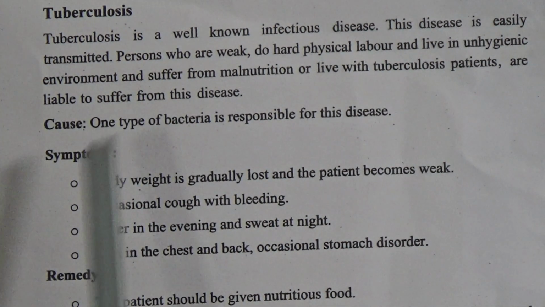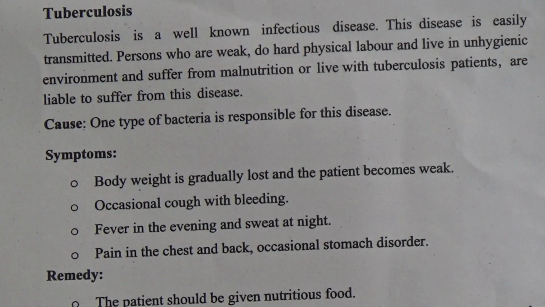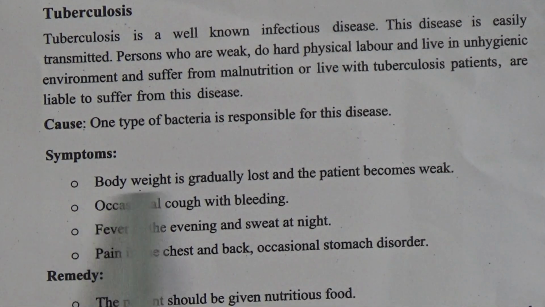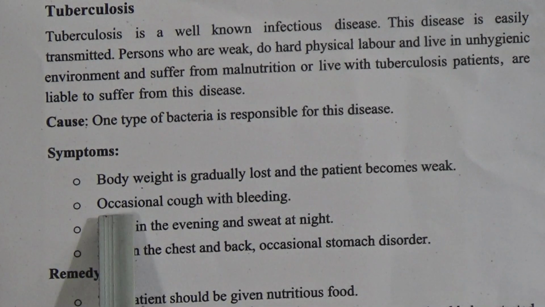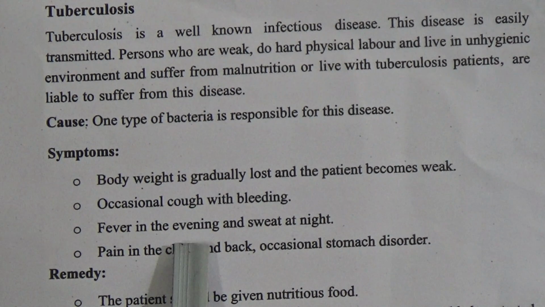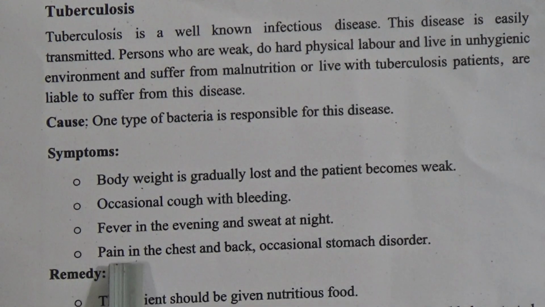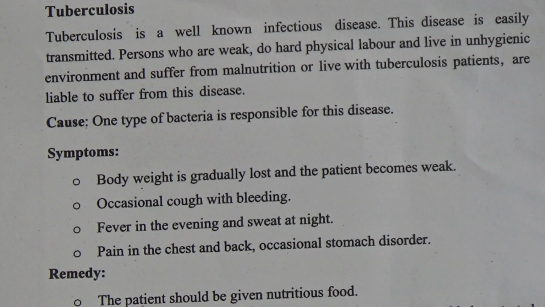Now, the cause: one type of bacteria is responsible for this disease. The symptoms of tuberculosis are: body weight is gradually lost and the patient becomes weak, occasional cough with bleeding. Number 3, fever in the evening and sweat at night, pain in the chest and back, and occasional stomach disorder.